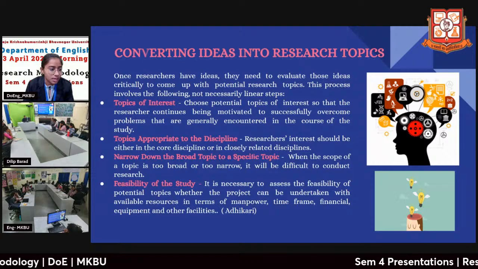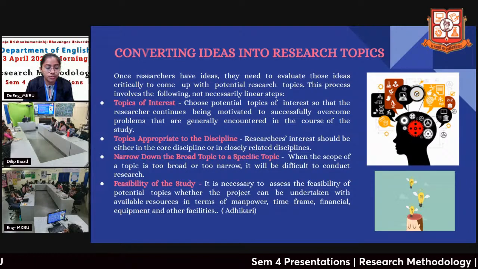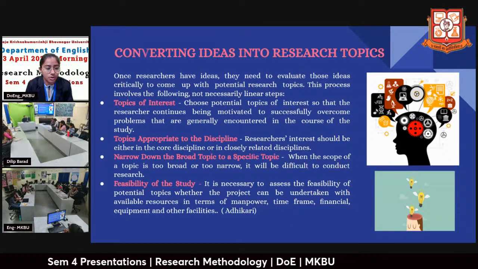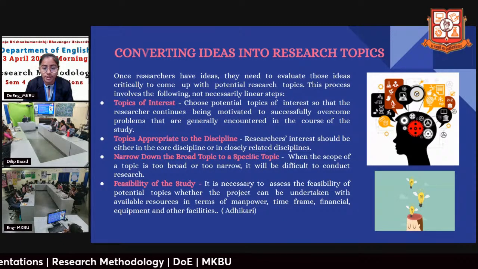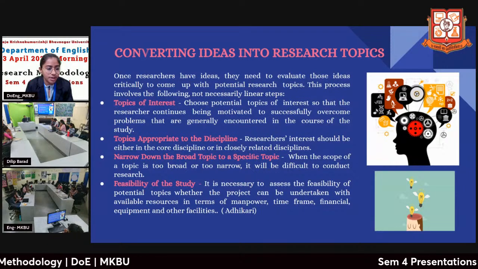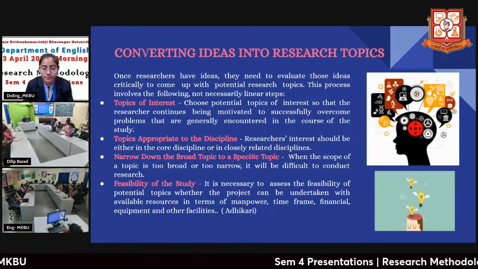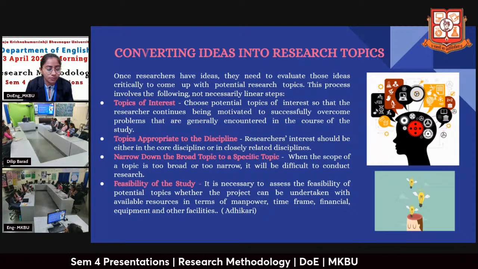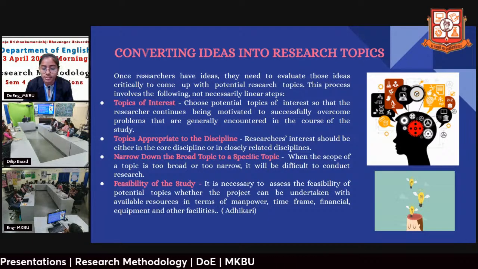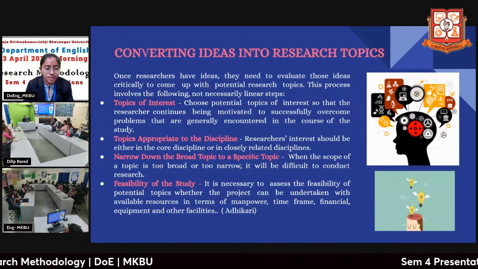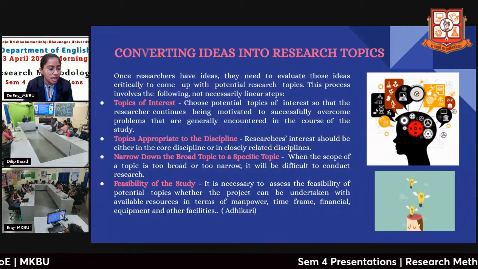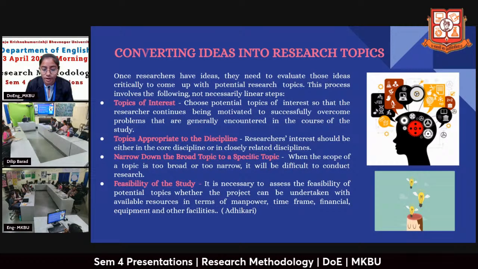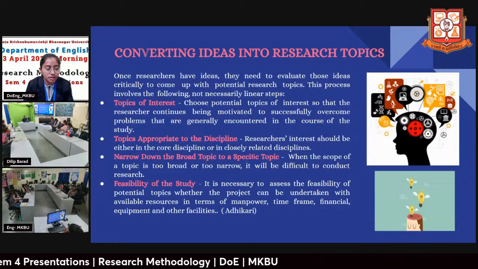And another thing is topics appropriate to the discipline. Researchers' interest should be either in the core discipline or in closely related disciplines. Narrow down the broad topic to a specific topic. And the last thing is feasibility of a study. It is necessary to assess the feasibility of a potential topic, whether the project can be undertaken with available resources in terms of manpower, time frame, financial equipment, and other facilities.